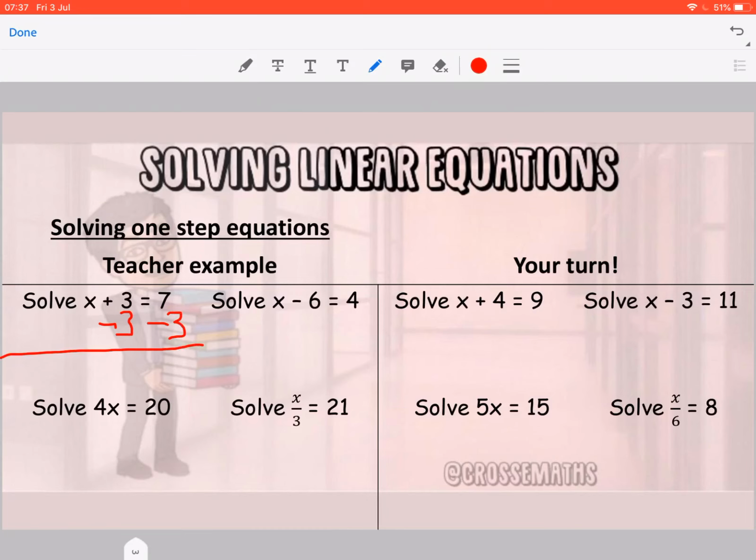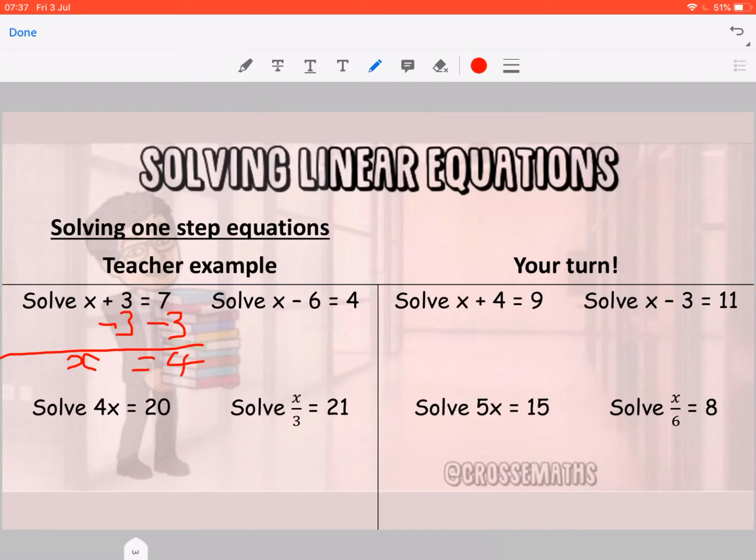Okay, so it's called balancing. So you're balancing the equation by getting rid of whatever's on both sides, especially the plus 3. Okay, so whatever you do in a solving equation, you've got to do the same thing to both sides. Now, minus 3 plus 3 makes nothing. The x moves straight down because that hasn't been touched. 7 take away 3 is 4.